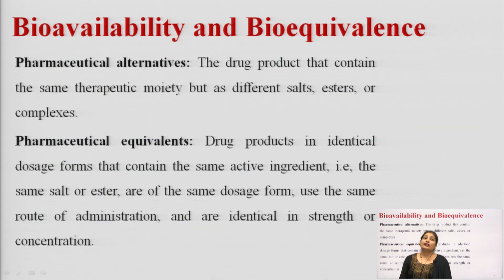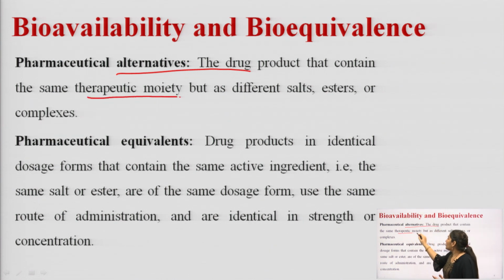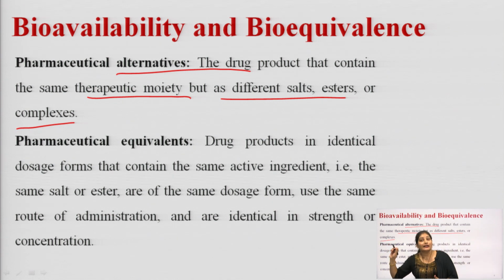Now, next is the pharmaceutical alternative. These are drug products that contain the same therapeutic moiety but a different salt, ester or complex. Means the main active ingredient or API is similar, but its salt can be different, it can be an ester form, or it can be another complex. That is called the pharmaceutical alternative.